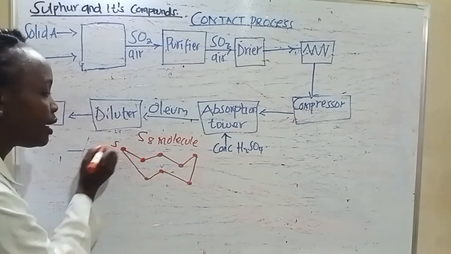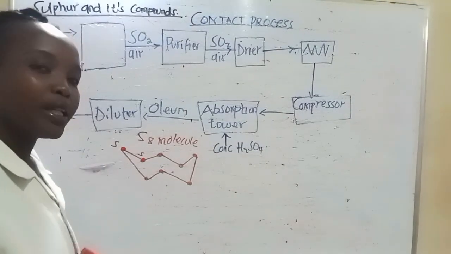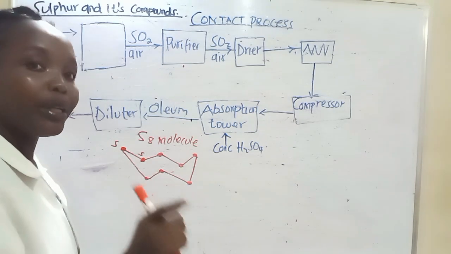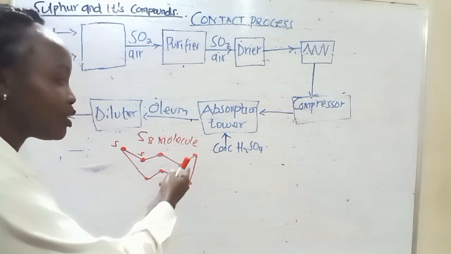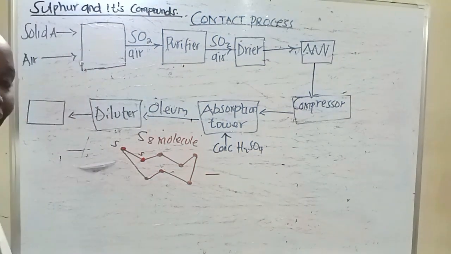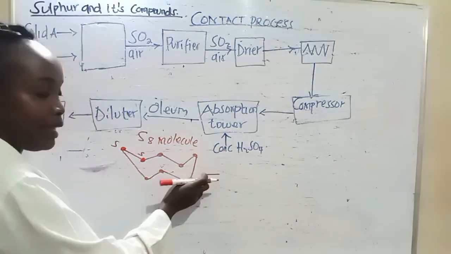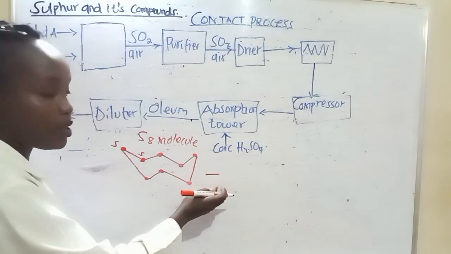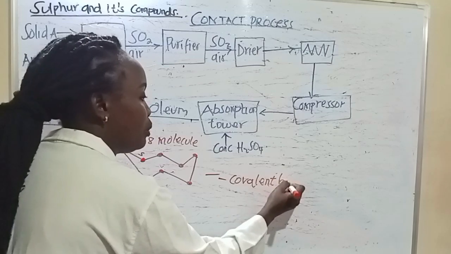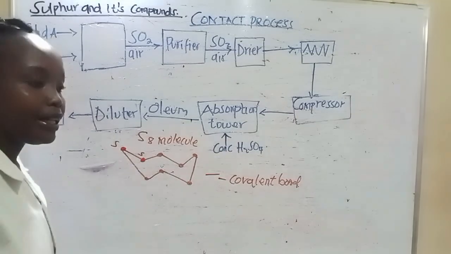So this is one sulfur atom. This is another sulfur atom. Remember when we were talking about compounds, we said that we can also represent the bond in a substance using small short lines. If you see a short line like that, it almost looks like a dash. In chemistry, this line represents what? It represents a covalent bond. So between one sulfur atom and another sulfur atom we have the covalent bond.